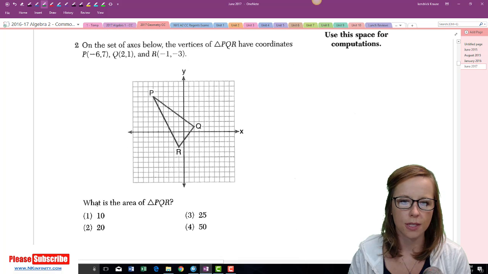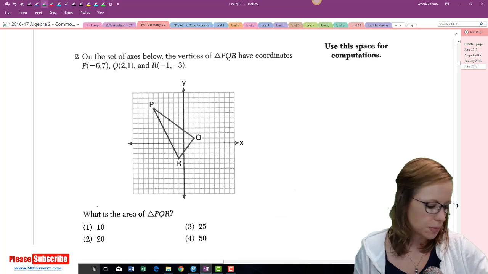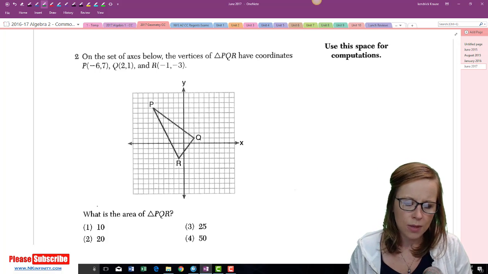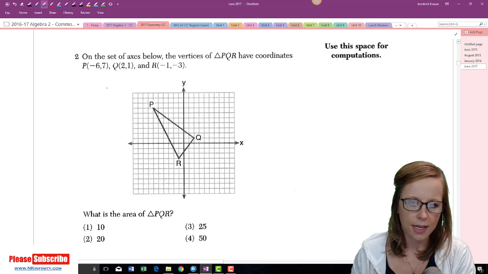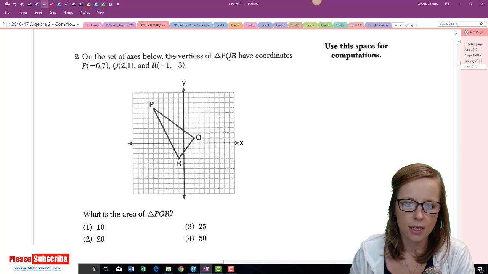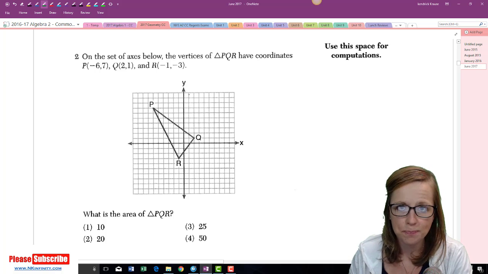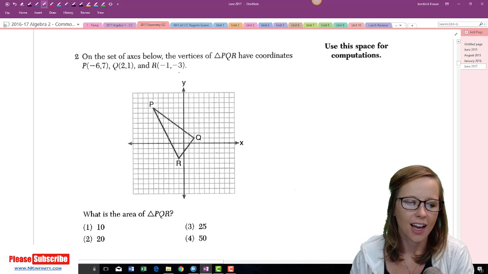All right, number 2. This actually isn't a difficult question, but it was a time-consuming one. You had to actually do some things here. You could have used the distance formula. This does end up being a right triangle, so you could do the distance formula for PQ and for QR and do area as 1/2 base times height. I didn't do it that way.